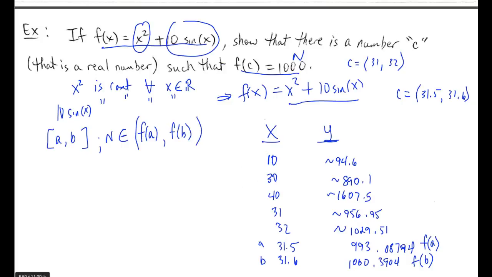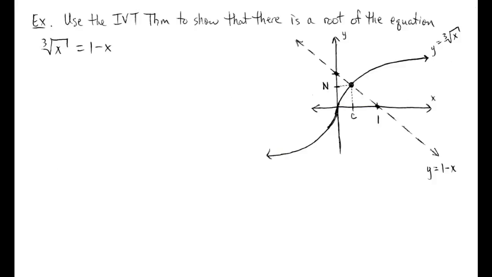So let's go ahead and move on to a more practical example. Okay, so for this example, what we want to do is use the intermediate value theorem to show that there is a root of this equation here. And what I've done here on the side is actually draw what this equation is trying to communicate to us. And so we see that we have cube root of x is equal to 1 minus x.